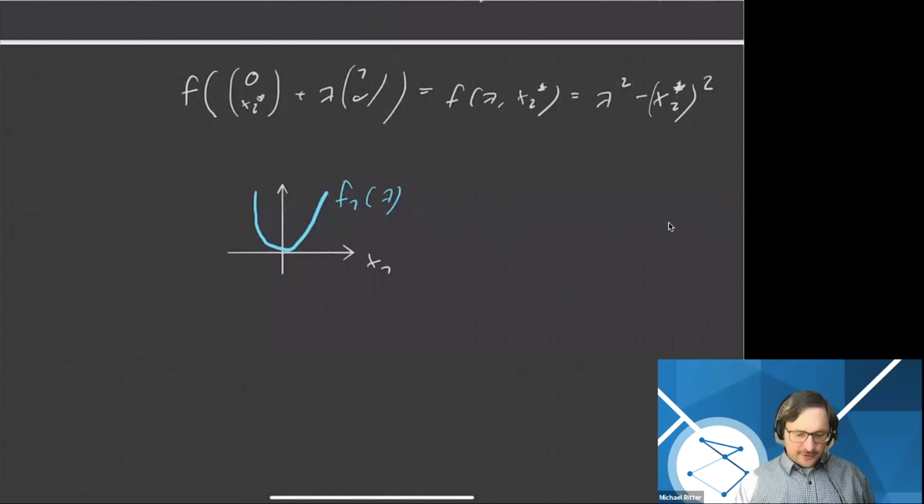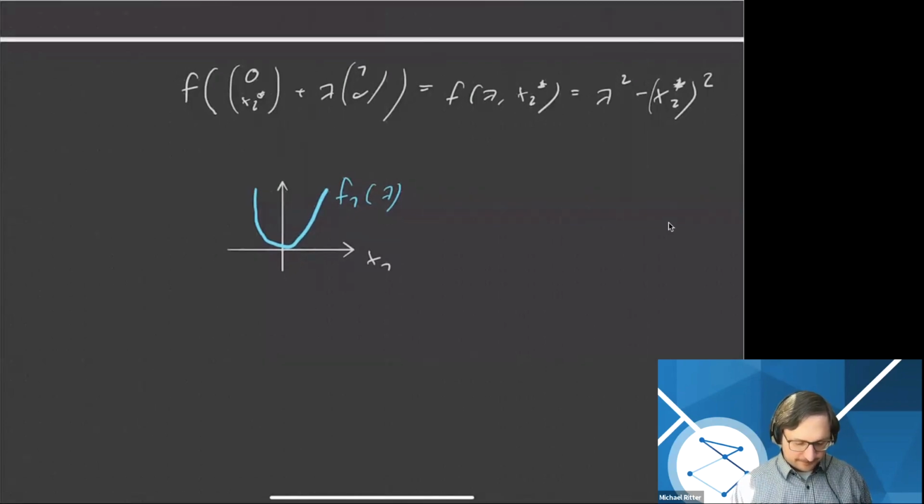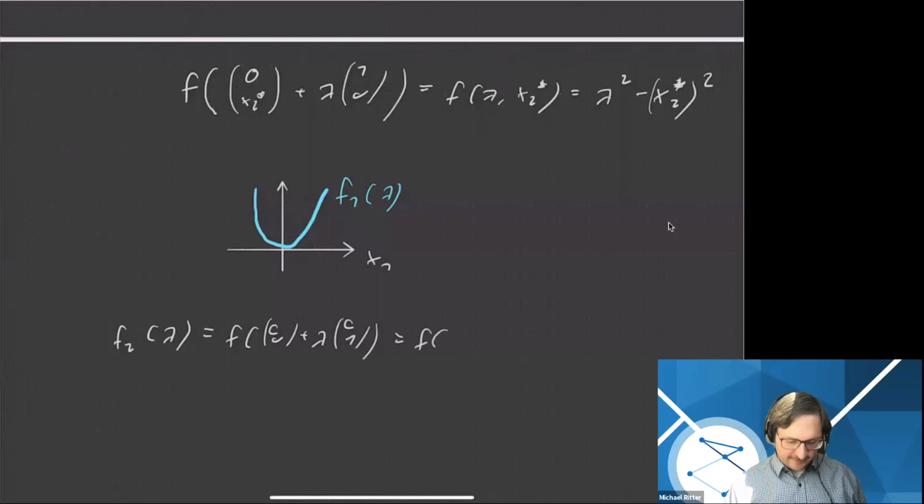Okay, for f2 we can do the same. So f2 of lambda, well, that's basically f evaluated now along the line origin plus lambda times (0, 1). So we get f of (0, lambda), and this is 0 squared minus lambda squared. So almost the same, but we have a minus in front of the term now.